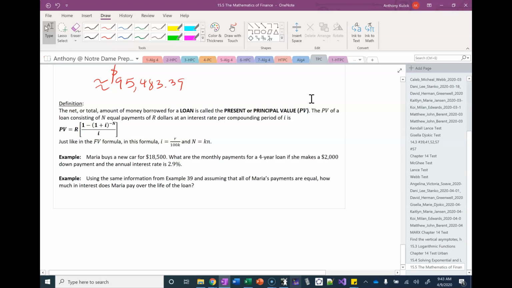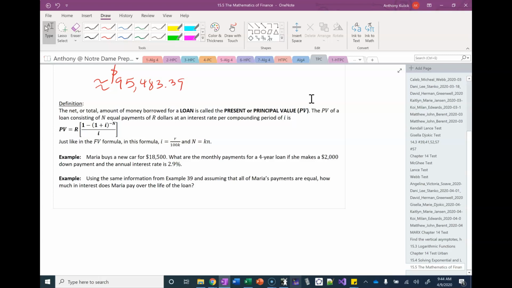So the last situation is where we can talk about loans. And this is very important because most of us are going to end up having to borrow money at some point in our lives, either to buy a car or a house or some other big investment. And it's important to be able to assess really how much you're paying for something.